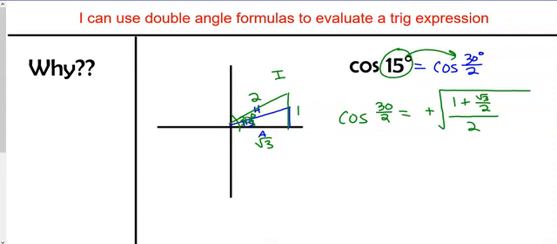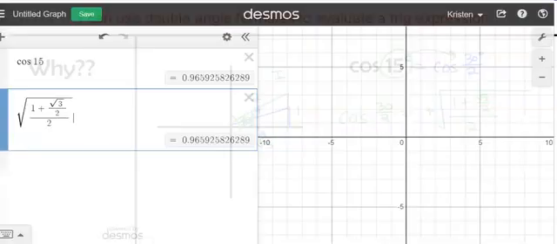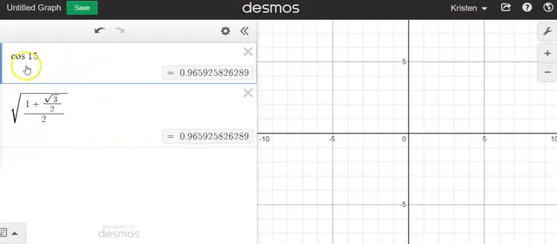We will be doing that, but I just want to show you why this works, why this is important. So what I did is I went on Desmos and I typed in cosine of 15. So I do have a calculator now.